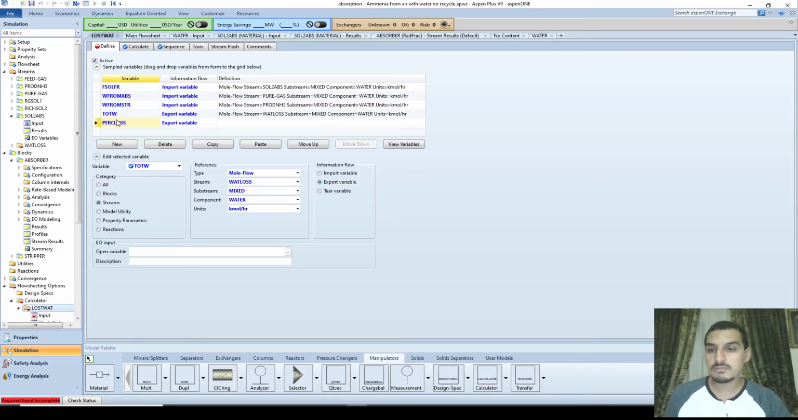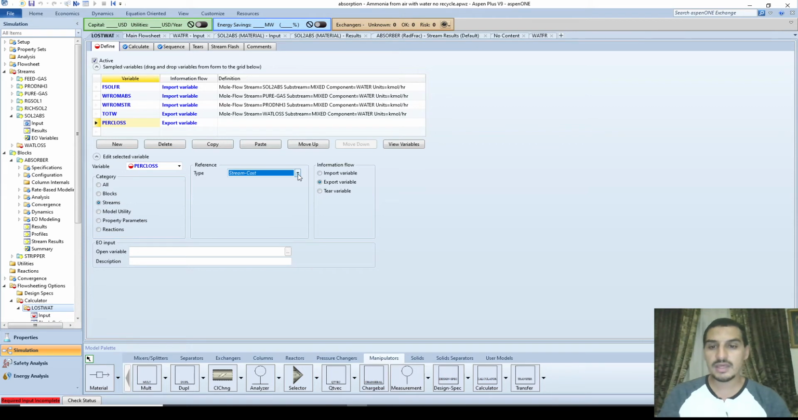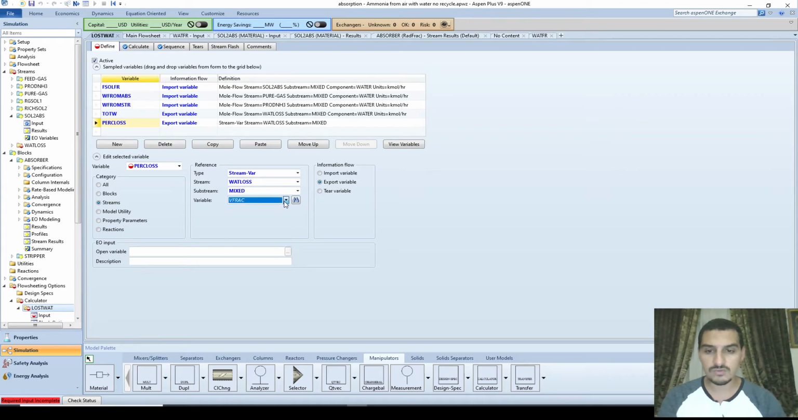Again, the second is more challenging, because the first is a flow rate, so I know it can be defined as a flow rate, but this is a percentage. So I thought of something that might work. I said this is gonna be a stream variable, and this stream variable is gonna be the water loss. This variable is just going to be a fraction between 0 and 1. So I thought of putting this as the vapor fraction, as a parameter that has the exact same range of values.